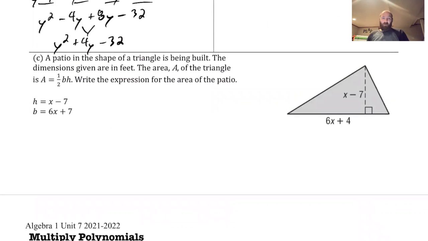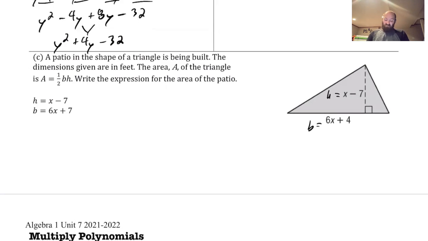Example C, a patio in the shape of a triangle is being built. The dimensions given are in feet. The area of the triangle is area equals 1/2 base times height. So base is this one, height is this one. Write the expression for the area of the patio. Not really a realistic word problem, but we're gonna go with it. So we're gonna take 1/2 times the base, which in this case is 6x plus 7, and then times x minus 7 for the height.